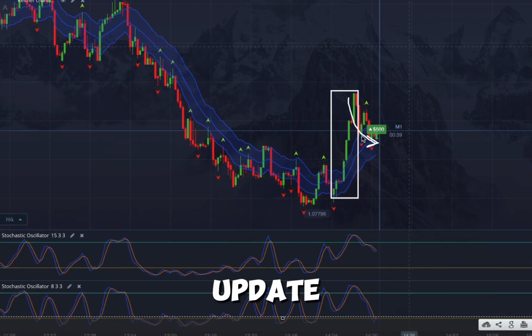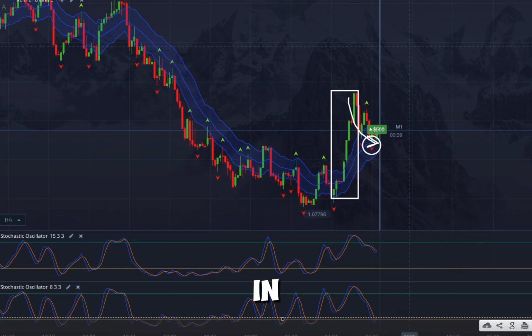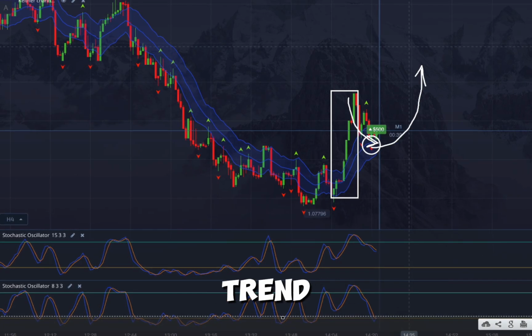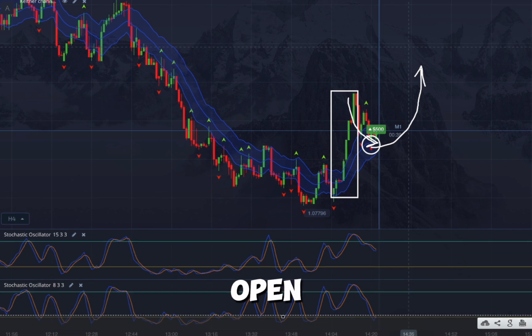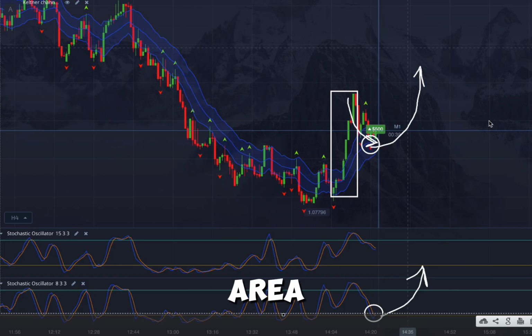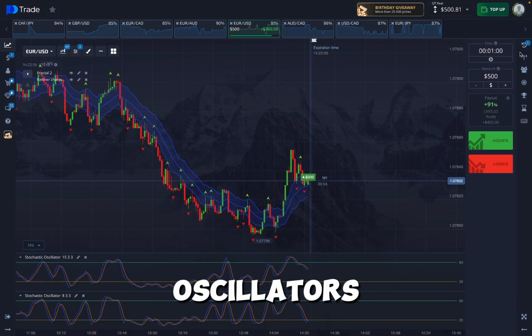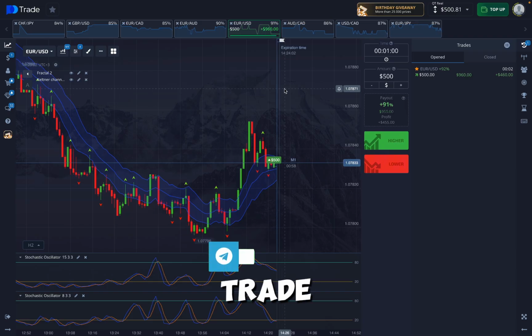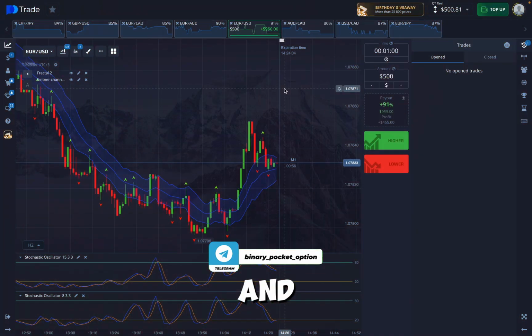There was an update of the local minimum, and in such cases, open a deal in continuation of the actual trend. In our case, we open a deal on the rise and also necessarily observe the exit from the oversold area. According to one of the oscillators, this signal will be enough for me. And let's see the result of the first trade. And the first trade closes in plus without any problems.